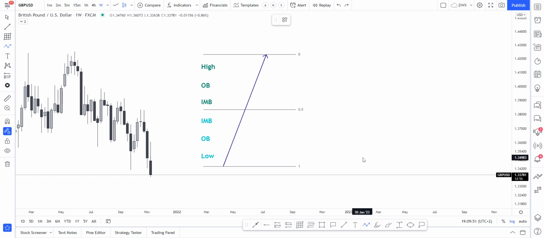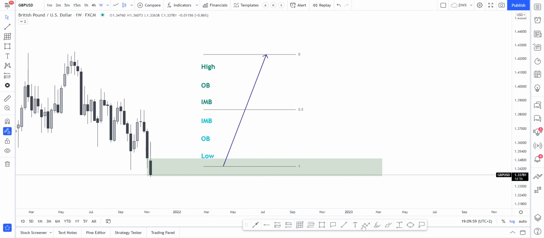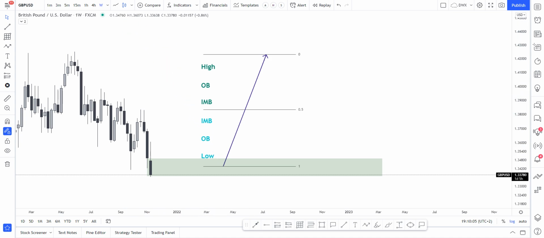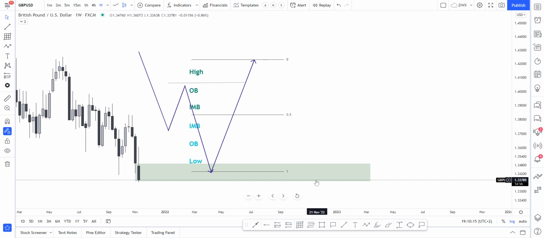Let's make it very simple. Let's say this is a 1 hour order block. We see price reacting in this area and pushing up. Perhaps we broke structure pushing up towards the upside, something like this. We have a structure break. Now we're looking for price to come back.